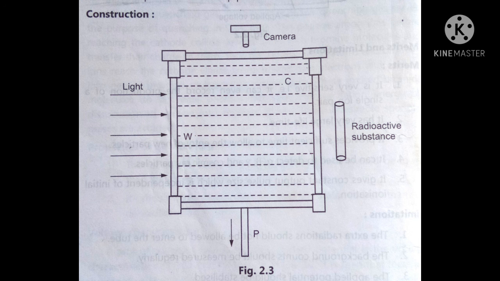Now consider the construction of Wilson cloud chamber. First, the principle. If saturated vapor is enclosed in a chamber and is suddenly allowed to expand, then its temperature falls sharply and it becomes supersaturated. If dust particles are present in the chamber, then small droplets will be formed by condensation on the dust particles, which act as nuclei for condensation. If there are no dust particles in the chamber, the vapor will not be condensed.